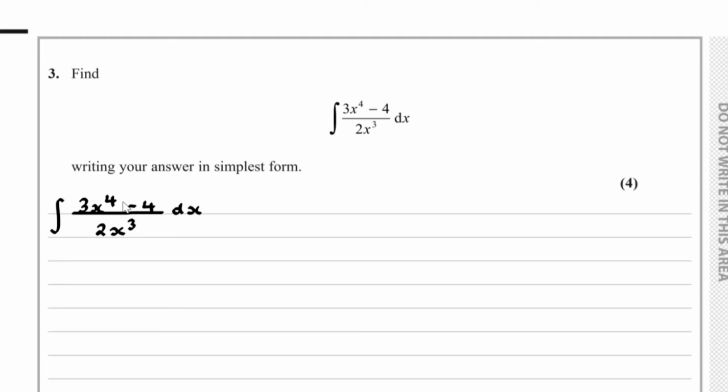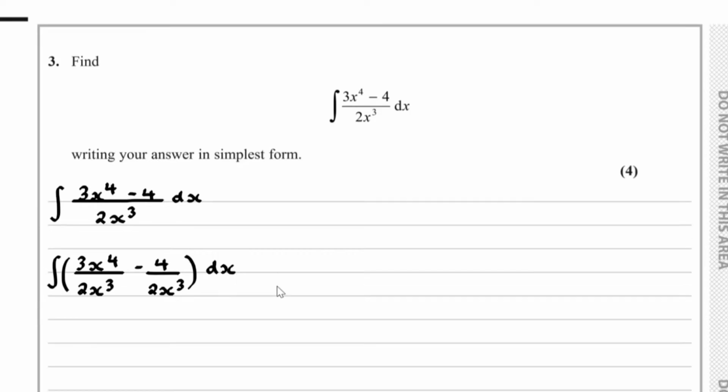If we split this fraction up, we can split it up as 3x^4 divided by 2x cubed, minus 4 over 2x cubed. We will then integrate this with respect to x.